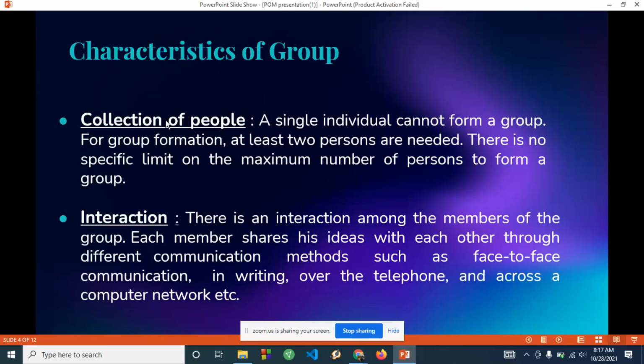Let's talk about interactions. There is interaction among the members of a group. Each member shares their ideas with each other through different communication methods, such as face-to-face communication, writing, over telephone, across communication networks. They must interact with each other, and be interdependent among the group members. If they do not interact with each other, then they will not be able to achieve the objectives of an organization. So interaction is also a basic point for the formation of a group.